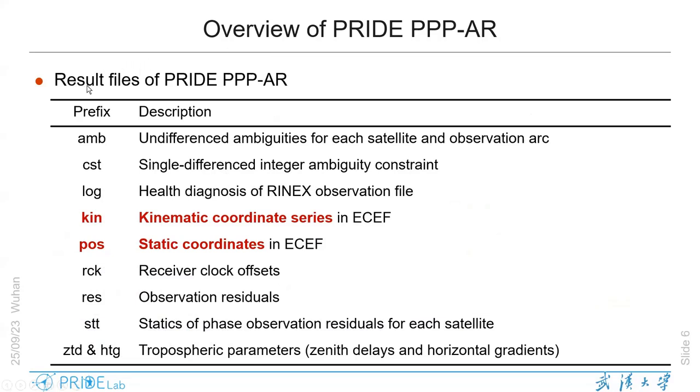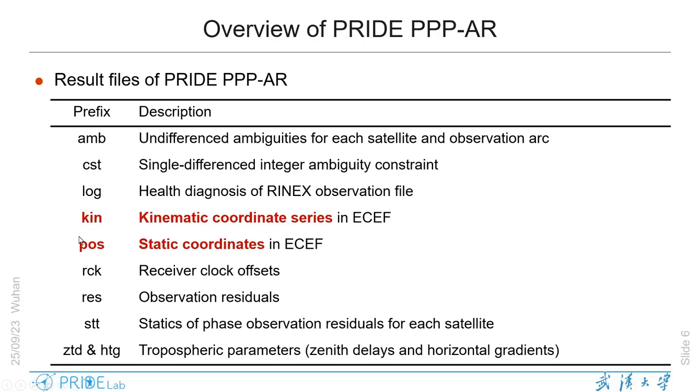Then I'd like to introduce the result files, which contain the information for your further research and possible problem diagnosis. Generally, you can expect 7 to 9 result files from a normal processing. They are prefixed with an abbreviation of 3 characters, as shown here, and suffixed with the processing date and station name. The AMB file and the CST file contain information about ambiguity resolution, such as the number of resolved ambiguities and their values. The log file contains the health diagnosis of the RINEX observation file, such as how to delineate observation arcs for ambiguities, and the reasons why they are truncated or deleted due to some other factors, such as cycle slips, outliers, or low elevations.